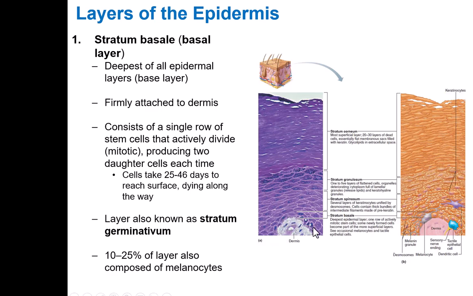Very actively dividing cells, so a single row of stem cells actively dividing, producing daughter cells constantly. We often call this layer the stratum germinativum. And so this is really the truly living portion of the epidermis. So as new cells divide, the older cells keep getting pushed up into these upper strata.